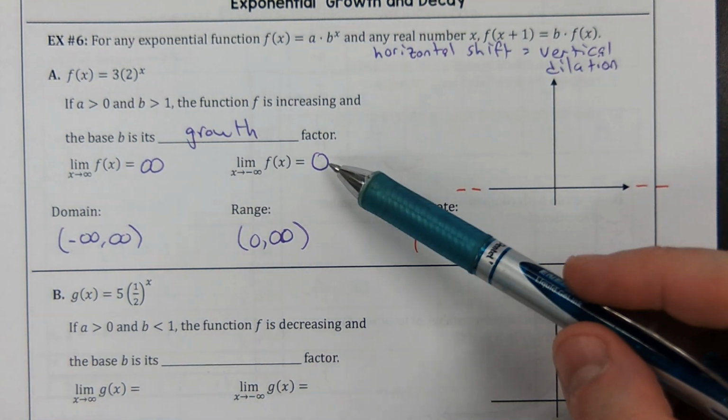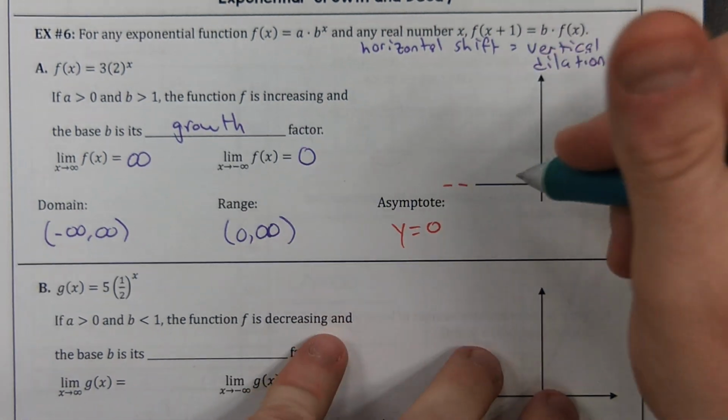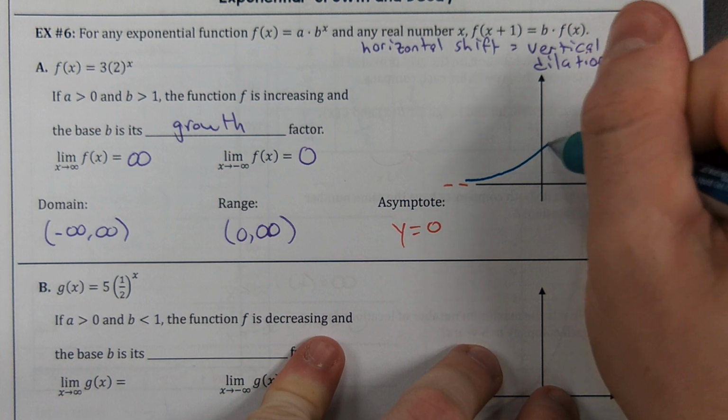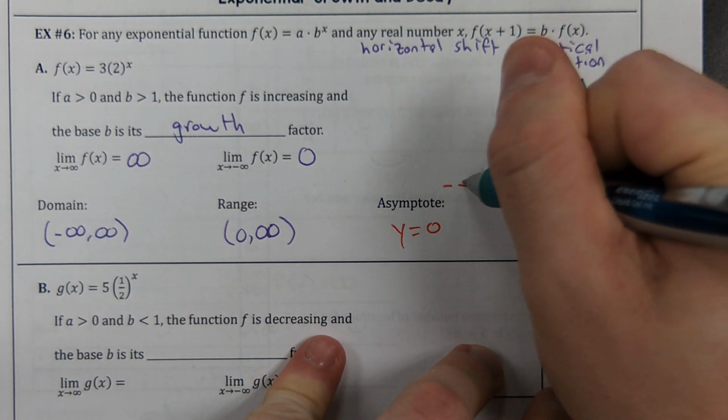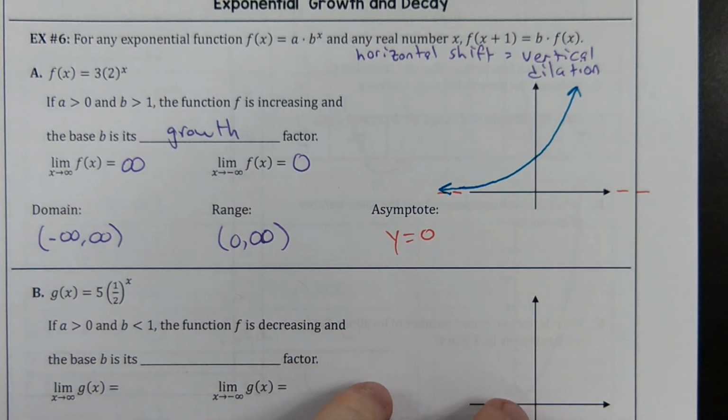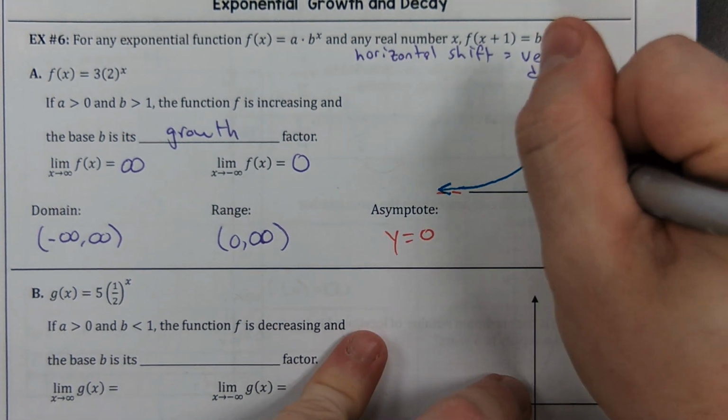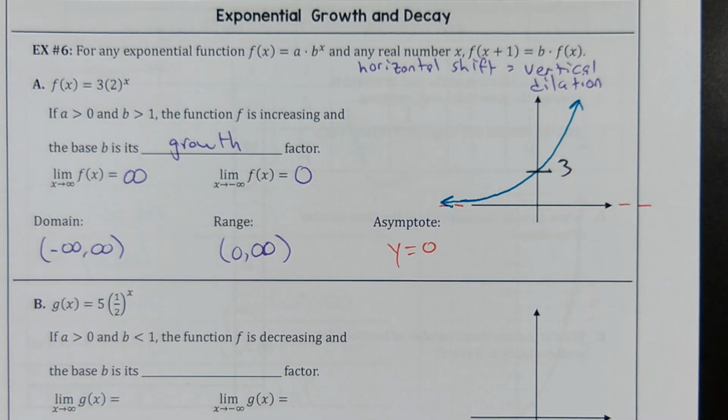So approach 0 to the left and shoot up as we go to the right. That looks like this. And be concave up. And this value, boink, was 3. It's easy, right?